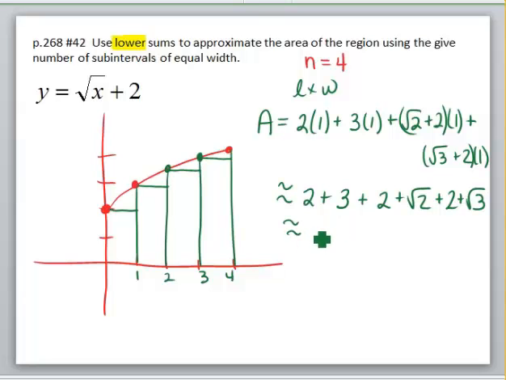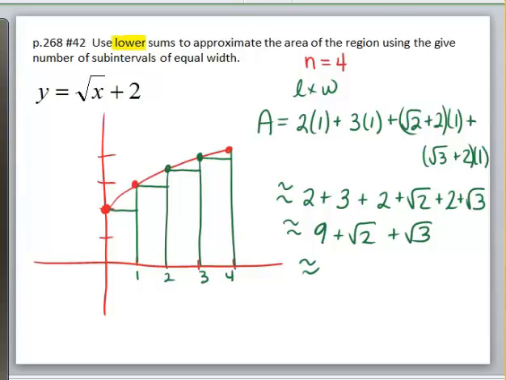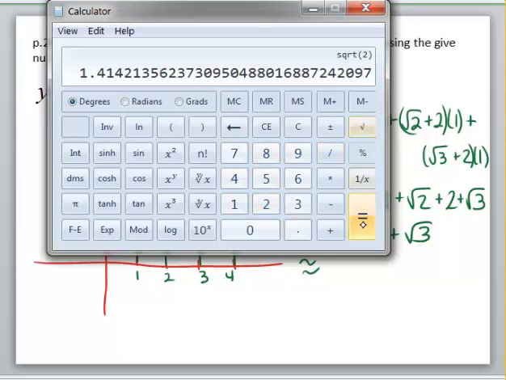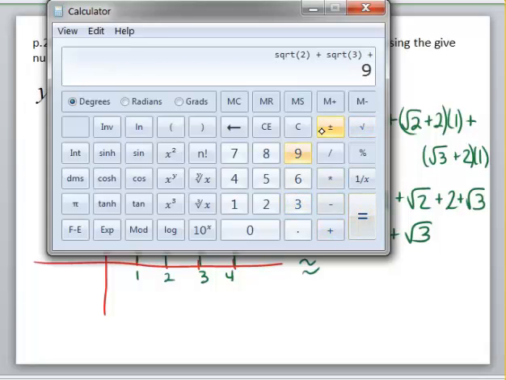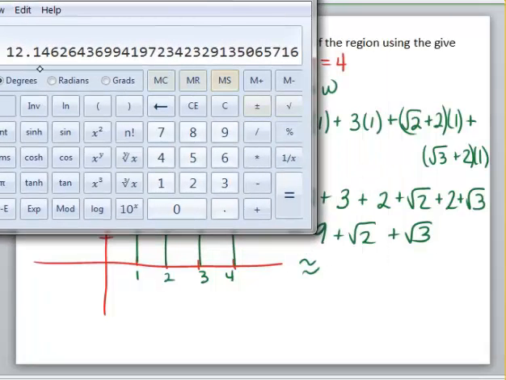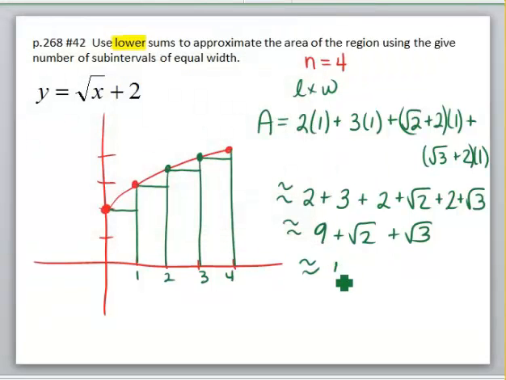So that gives me an approximate of, 5, that would be 9, with all my whole numbers, plus square root of 2 plus square root of 3. And if we really wanted to figure out what those are, we could bring up our calculator and see that the square root of 2 is approximately that, plus the square root of 3, plus 9 equals approximately 12.15.